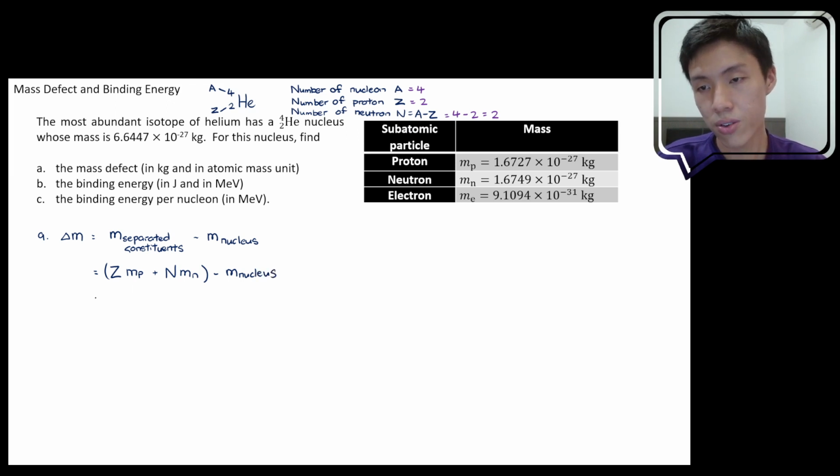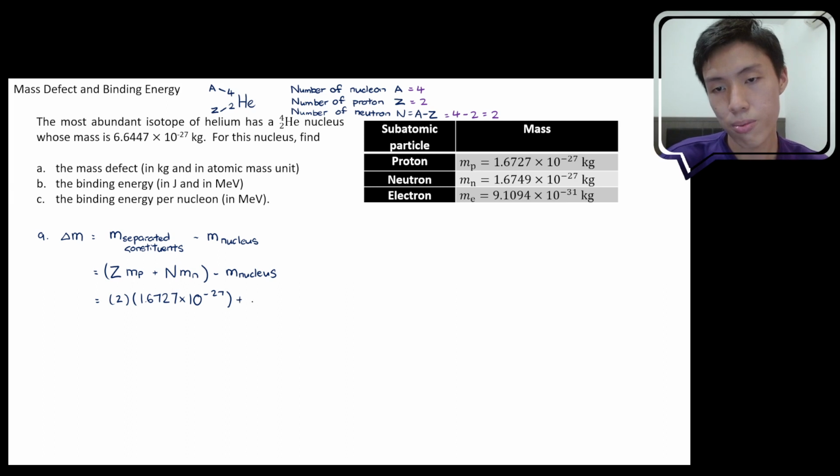Okay, so all these values can be obtained from the question. The number of protons is 2, so this is 2. The mass of a proton is 1.6727 times 10 to the power of negative 27. So that's the mass of a proton. Next, you have the mass of a neutron. You have 2 neutrons, and the mass of a neutron is 1.6749 times 10 to the power of negative 27.